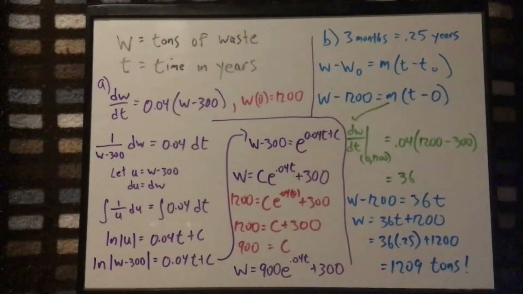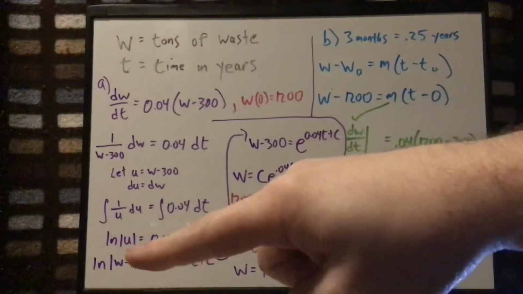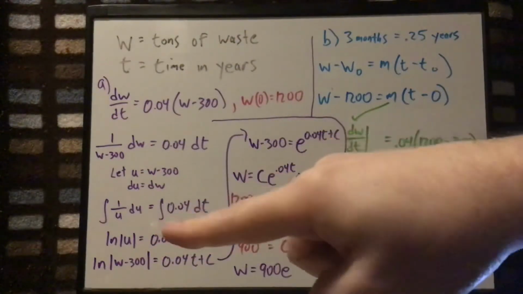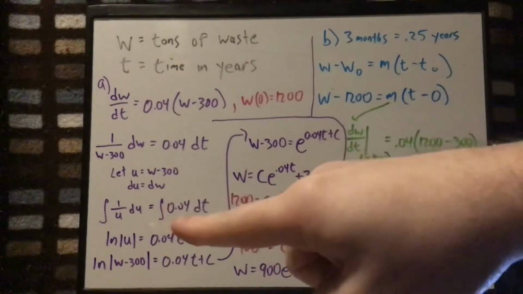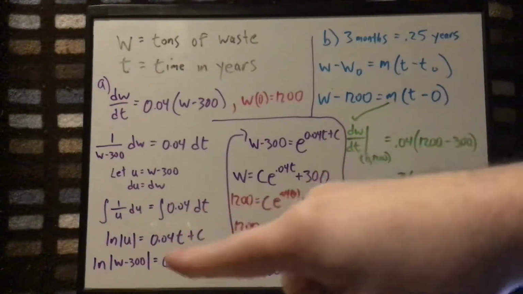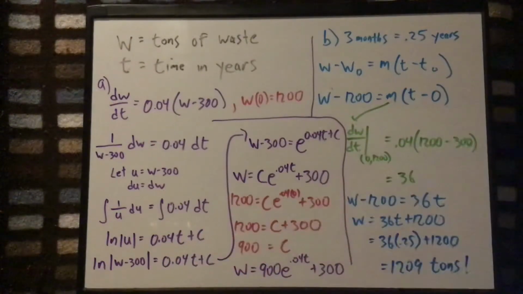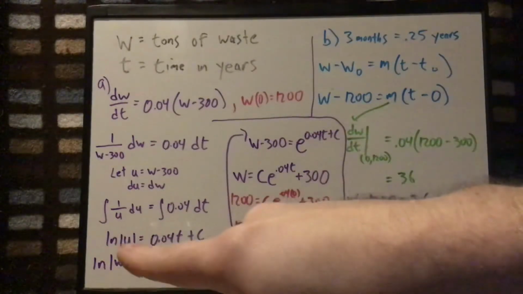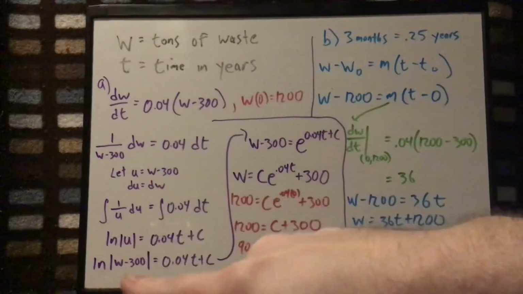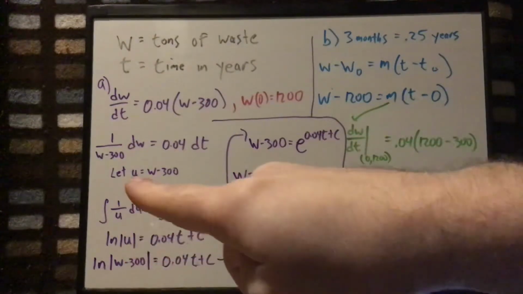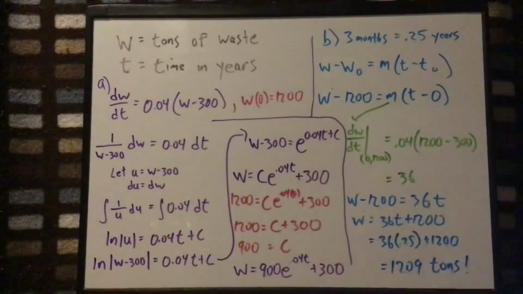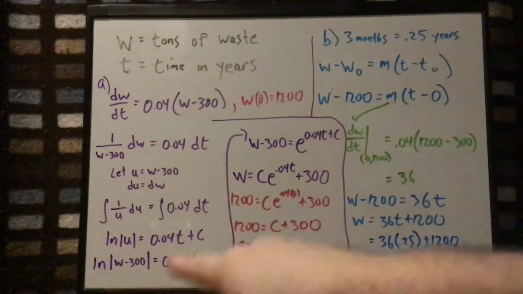Now that's clean, so that's easy to do. 1 over u's antiderivative is natural log of absolute value of u, and then 0.04 dt is asking me for the antiderivative with respect to t. That comes out 0.04 t plus c. Now, I don't want to leave things in terms of u. I want to go back to w and talk about the amount of waste. So I put the u replaced back with the w. So the u is w minus 300. Now, I go on to get the function w by itself. A couple things I do is, number one, I get rid of the absolute value bars in the next step.